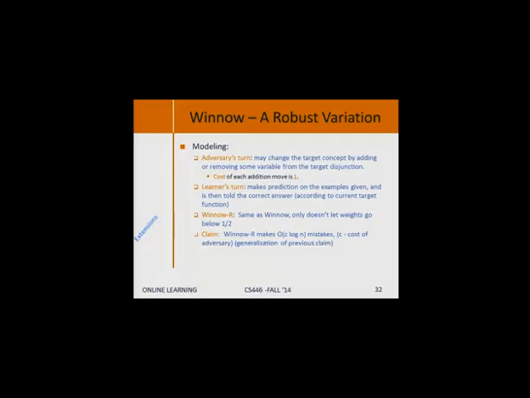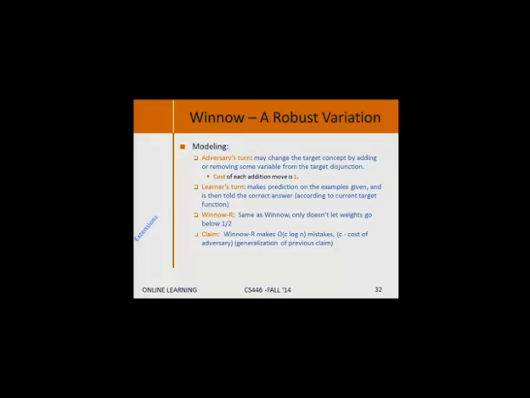So here's the model that I'm going to use. As I said, I'm going to assume disjunction. And we will have an adversary that will change the target on us as we learn. This is kind of the scenario. So the adversary may change the target concept by adding or removing some variables from the disjunction. And of course, there has to be some cost to it, because I cannot expect that I will learn the moving disjunction with the same mistake bound, say, as I did before. It's a harder problem.